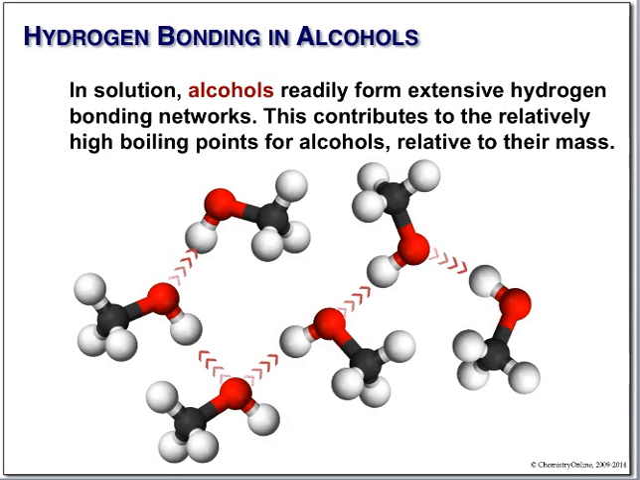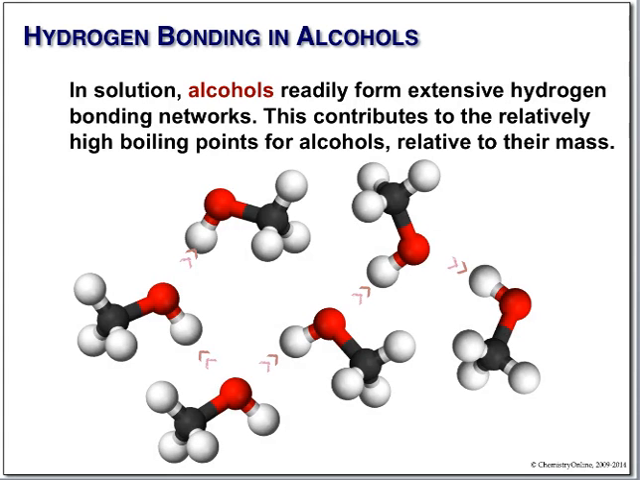If we take a collection of alcohol molecules, remember we have two electron pairs on the oxygen. These can be donors for two hydrogen bonds. The OH group is a hydrogen bond acceptor. Alcohols, for their mass, are very, very high boiling, just like water.